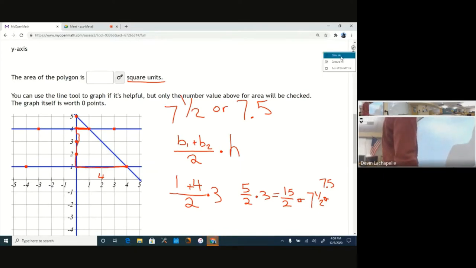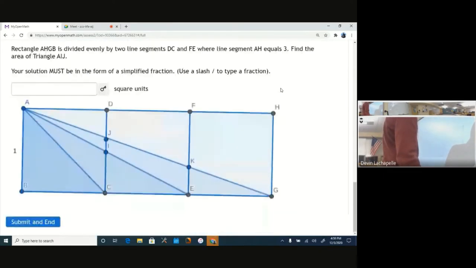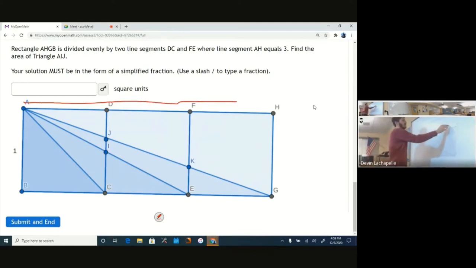Okay, and our 5-pointer here. This is a tough one. All right, our rectangle is divided evenly by two line segments, and our line segment AH equals 3. Find the area of triangle AIJ. Okay. So we know this whole length right here is 3, and it's cut evenly into 3 pieces. So 3 cut evenly into 3 pieces, all of these are going to be 1. So we basically have 3 squares.